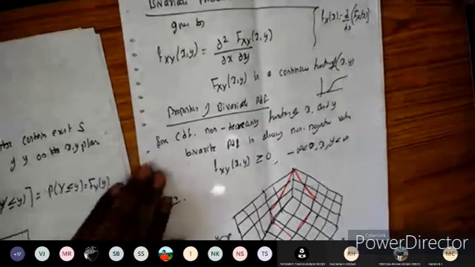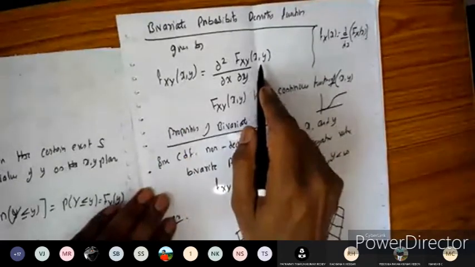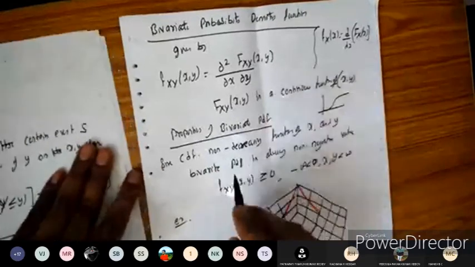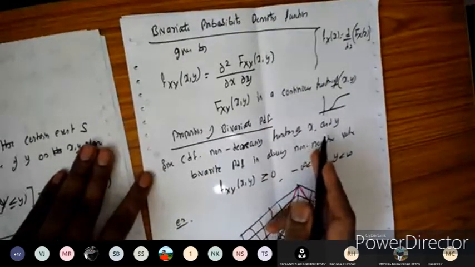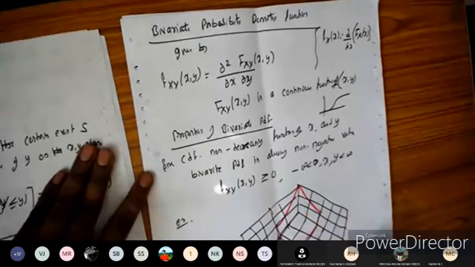So you define the bivariate PDF, which can be obtained by differentiating the CDF. And we know that the CDF is a non-decreasing function of x and y, so the PDF will always be greater than or equal to 0.